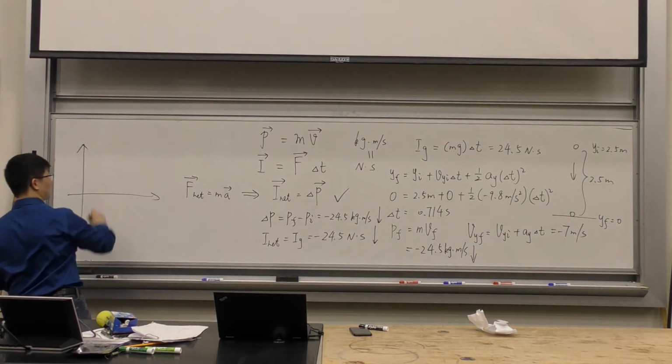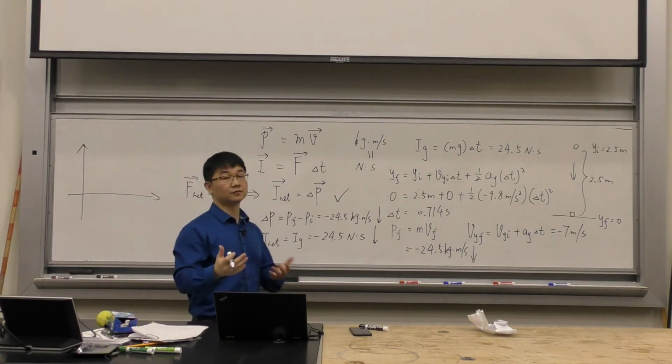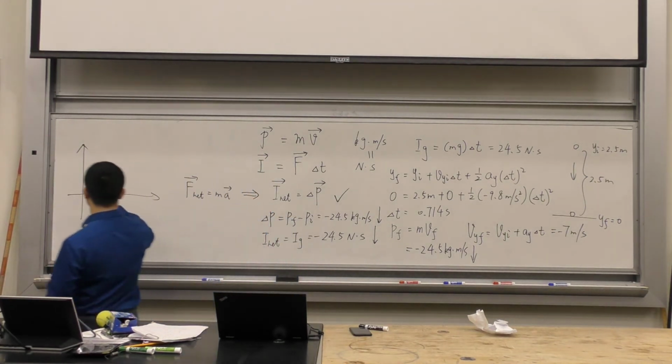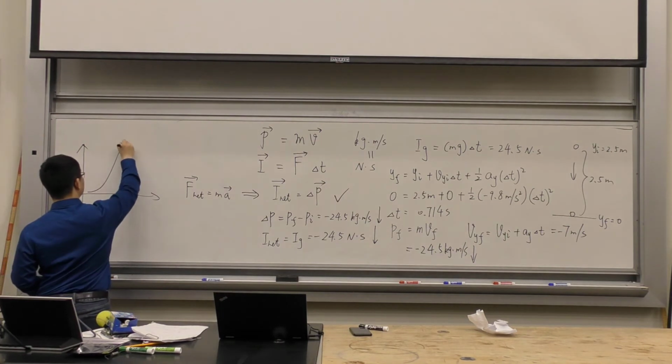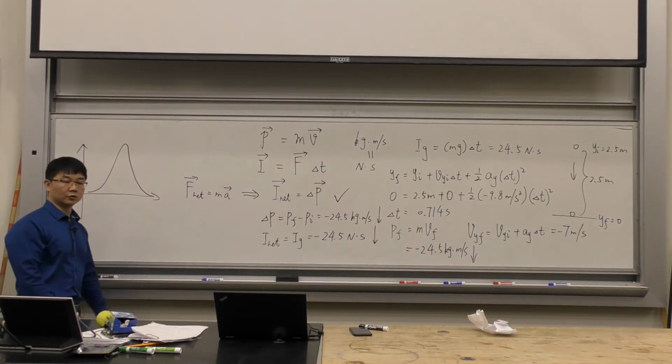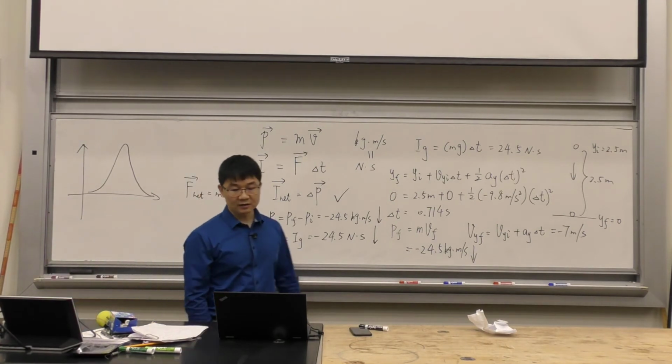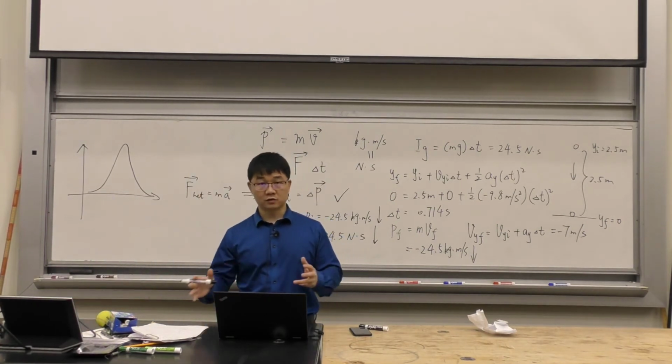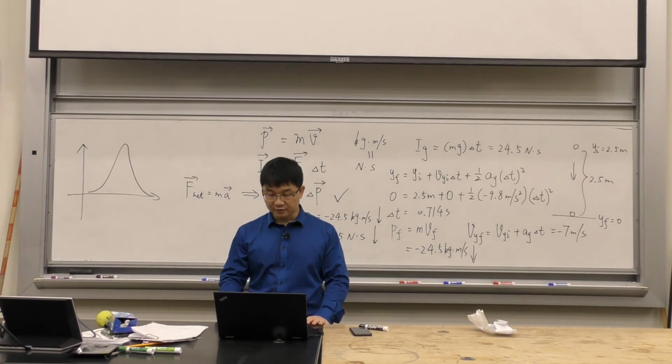So we call this impulsive force. So it's not going to be a constant force. It's going to rise to the peak really quick, and then it's going to drop to zero really quick. Okay? So that's usually how the force behaves in a collision, right?